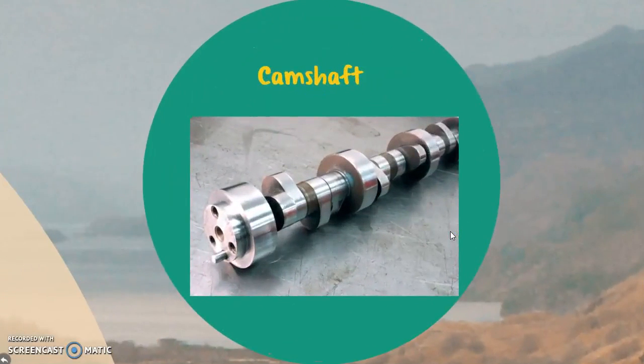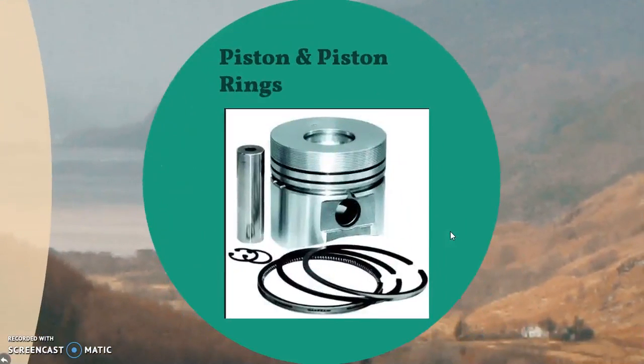So this is how a camshaft looks like. It is a shaft with a number of cam profiles along its length. It regulates the valve's opening and closing time. It does so by pressing the end of the valve stem by its cam profile. So it is basically responsible for the different firing order of the pistons. Next we come to piston and piston rings.